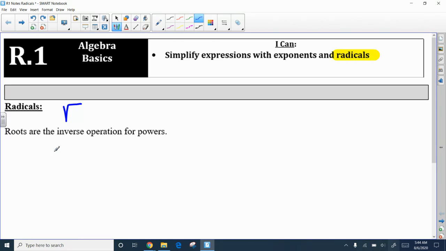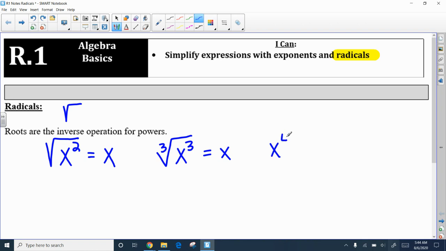So that means that if we have a power of 2 or something like x squared, the inverse operation for that is a square root. So if we have square root of x squared, that would just be x. Same thing for other roots. If we have x to the third power or x cubed, the inverse operation is a cube root of x. So cube root of x cubed would equal x. And if we have x to the fourth power, the inverse operation for that is a fourth root.